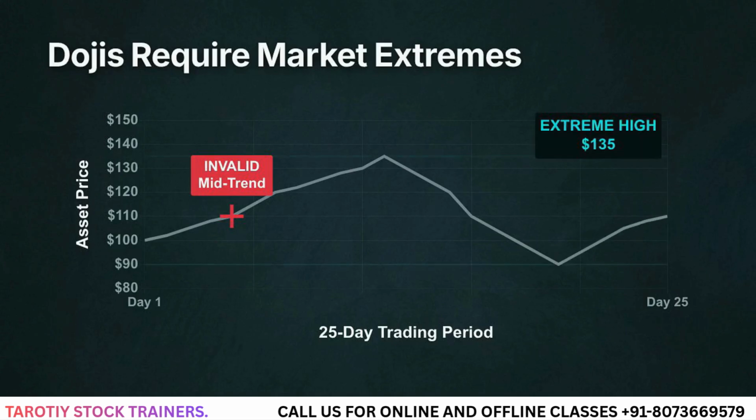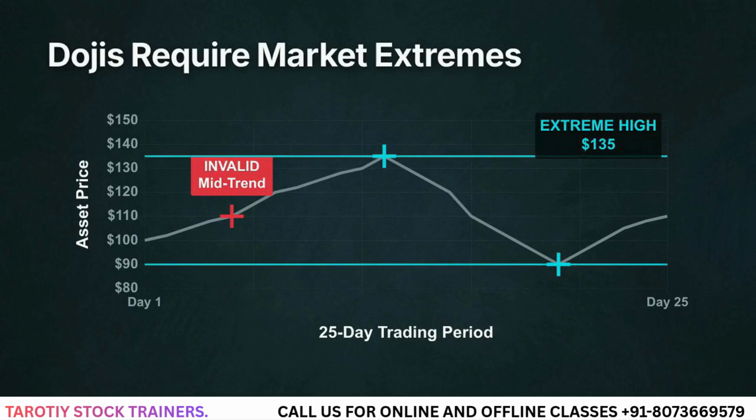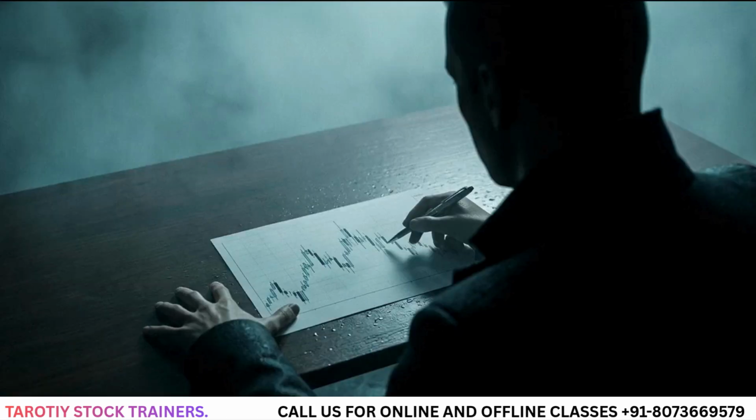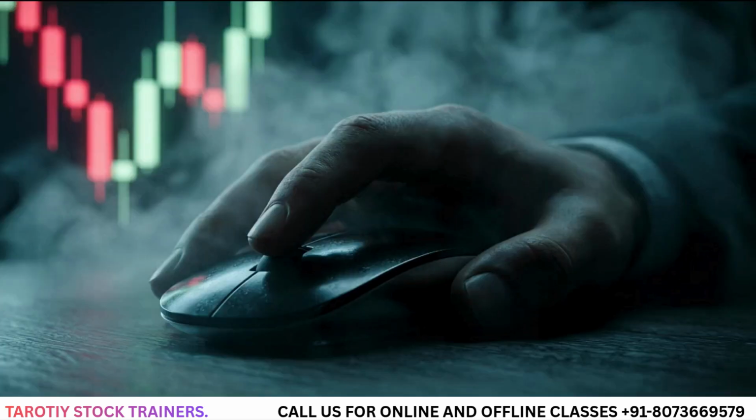We look for these patterns at the peaks and valleys of 25 days of data, or an intraday high or low. Context defines the trade. Acting on a doji in the middle of a price range is a common error, while identifying them at the extremes reveals where a trend is likely to break.